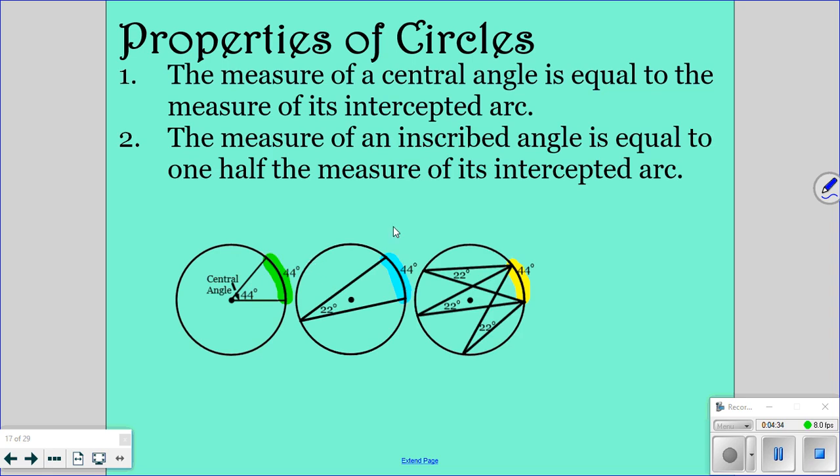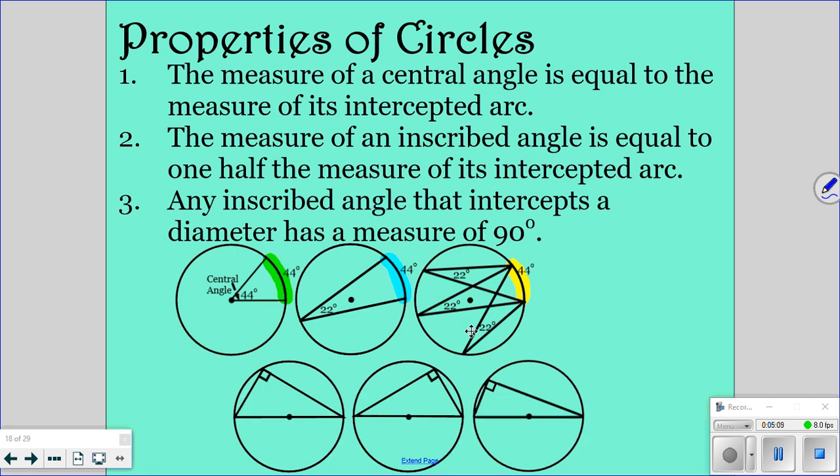If you have an inscribed angle, that's an angle that the vertex is on the circle. And so an inscribed angle is equal to half of the intercepted arc. So if this arc is 44, half of that is 22. So that's the inscribed angle here. Do you see how these all have the same endpoints here and here? They all have those same two endpoints. So they all have the same intercepted arc. So all three of these are going to be the same measure degree.